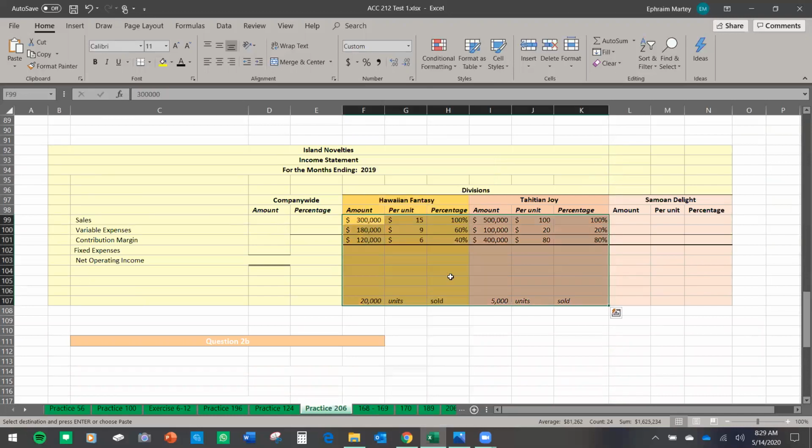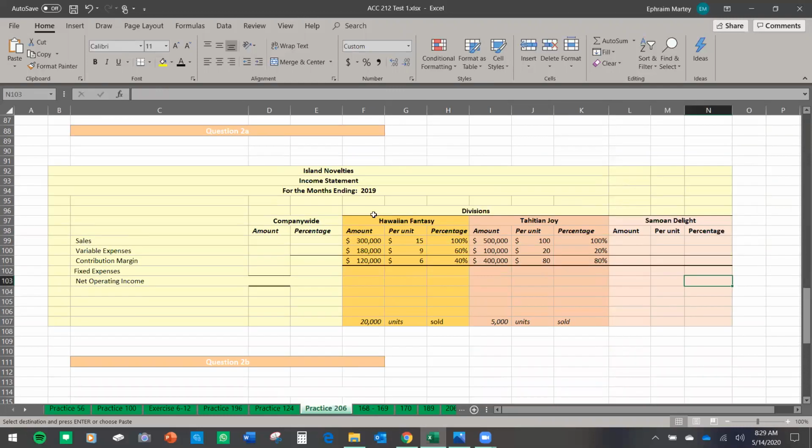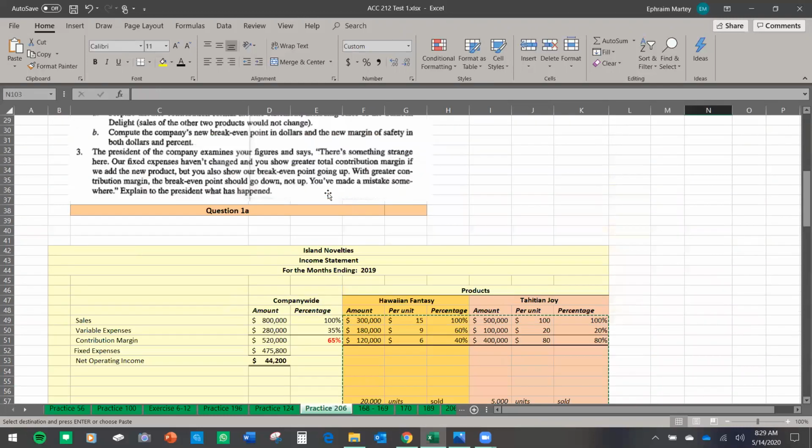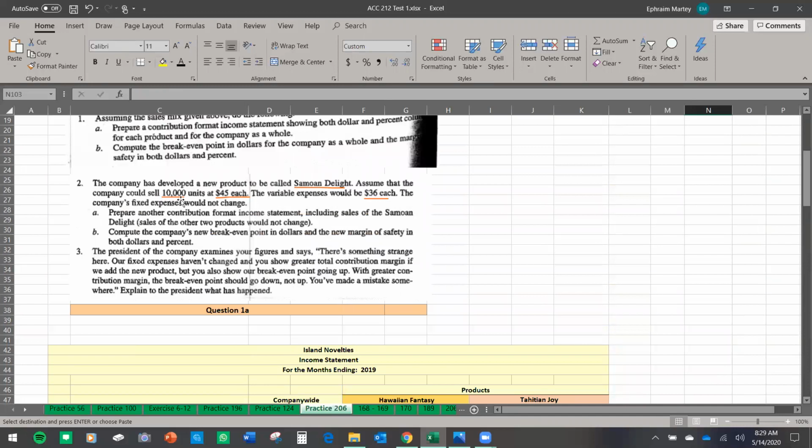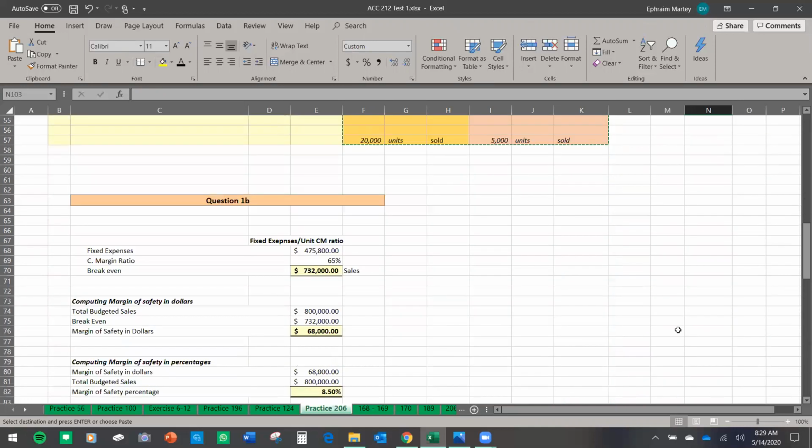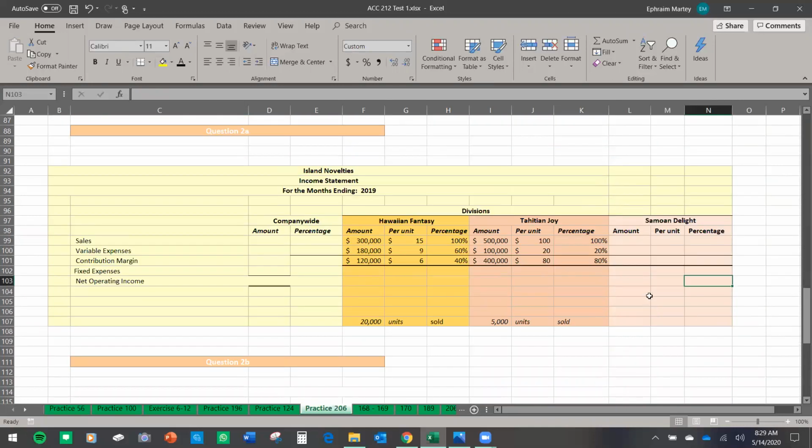Just put in the number. Okay, great. So we already have this, but we're adding just another product that's called Samoan Delight. So what is Samoan Delight? It says we are selling 10,000 units and each unit is sold at $45 and the variable cost is $36.